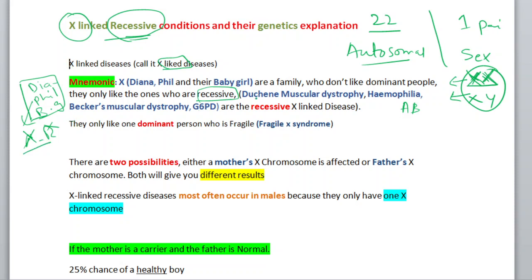The last part of the mnemonic is they only like one dominant person, who is fragile X. This is an X-linked dominant disorder, fragile X. But we will not talk about this for now. You can check out the next lecture about it. Today we will only be talking about the X-linked recessive, which are this family: Diana, Phil, and baby girl. So Duchenne muscular dystrophy, hemophilia, Becker muscular dystrophy, and G6PD. I hope you memorize it.